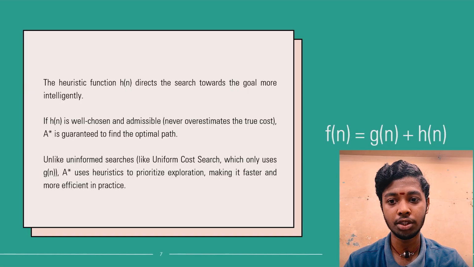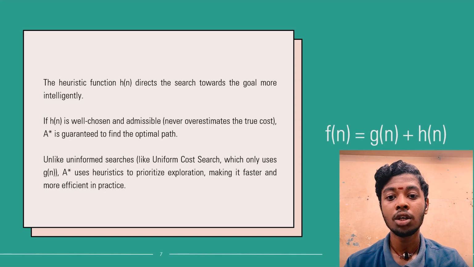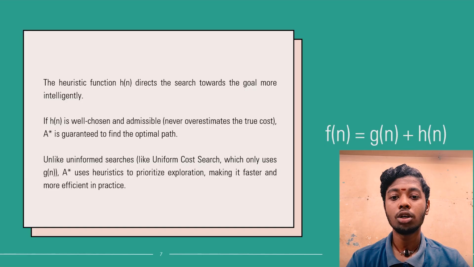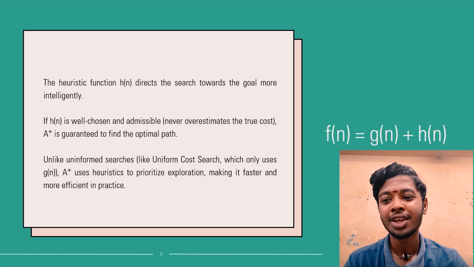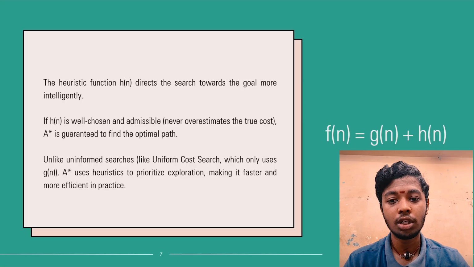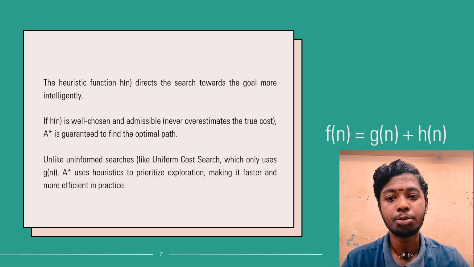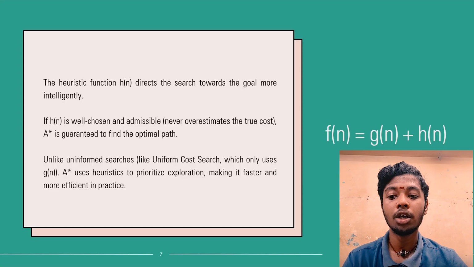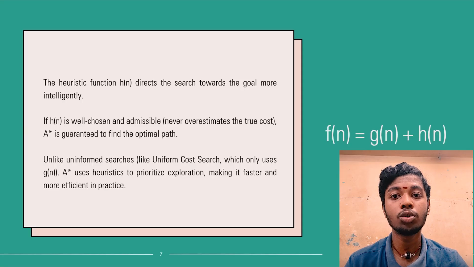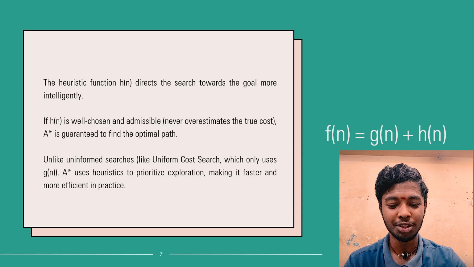The heuristic function h of n directs the search towards the goal more intelligently, because it is a clue or knowledge for finding the shortest path. If h of n is well chosen and admissible, meaning it never overestimates the true cost, A-star is guaranteed to find the optimal path. Unlike uninformed searches, A-star uses heuristics to prioritize exploration, making it faster and more efficient in practice, and it also gives us the shortest path possible.